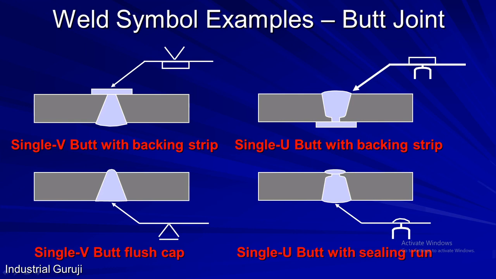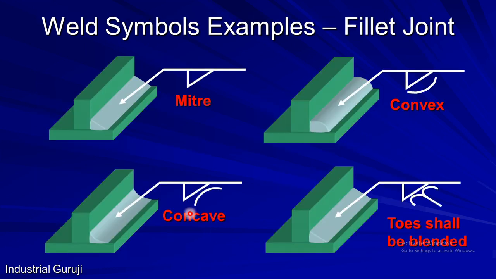Now coming to fillet joints. Here all the T joints having weld on the arrow side are shown. So the symbol for all are shown below the reference line. Only fillet symbol shows miter fillet. This symbol shows convex contour. This shows concave contour, and this symbol shows that the toes should be smoothly blended. So guys, this is all about showing particular symbol with contour and finish methods on the reference line.